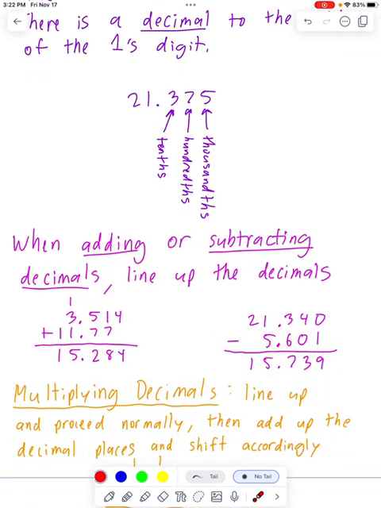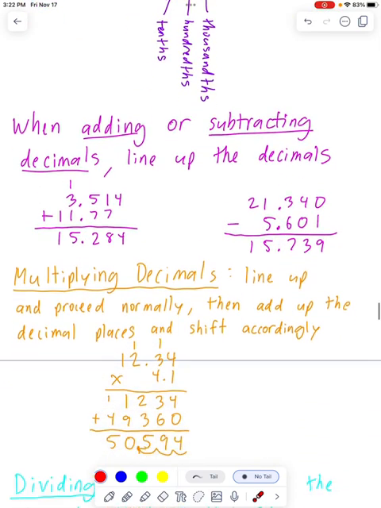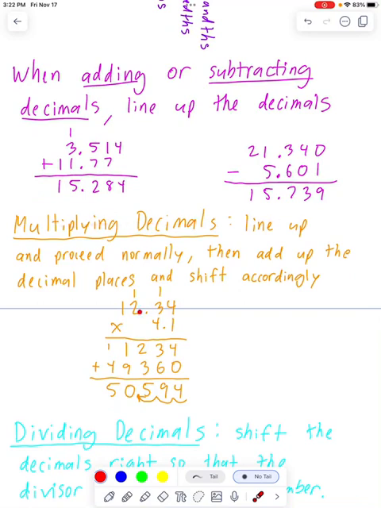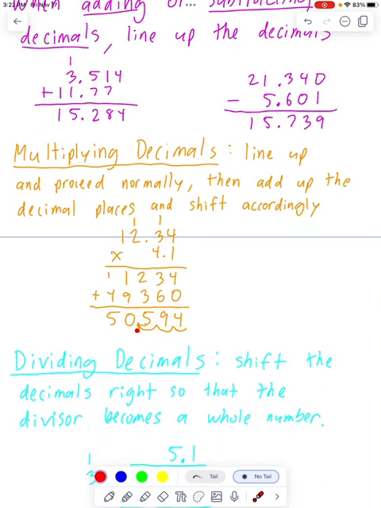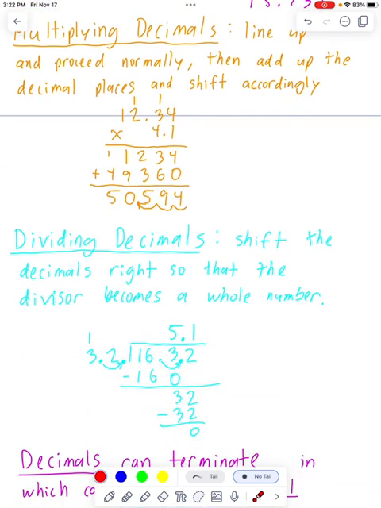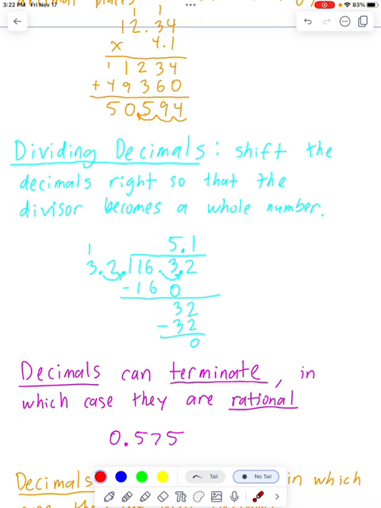When adding or subtracting decimals, line up the decimals here, line up the decimals here, and then perform the operation like so. When multiplying decimals, you do not have to line up the decimals. You can proceed normally, but for the product, we shift the decimal by counting how many total decimal movements are in each of the factors. For dividing decimals, the easiest way is, if we have a decimal in the divisor, we can shift it to the right and also shift the dividend's decimal the same number of times to the right, and proceed as if we're dividing by a whole number.